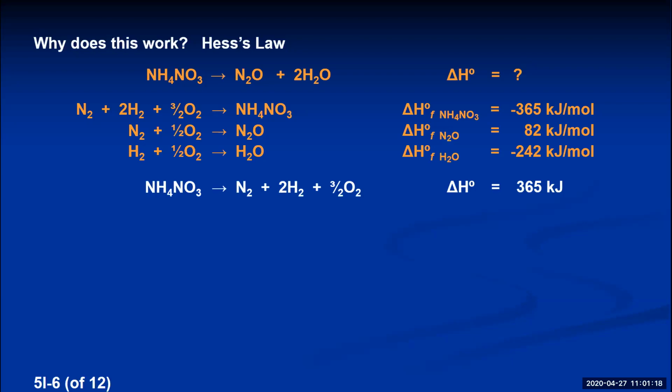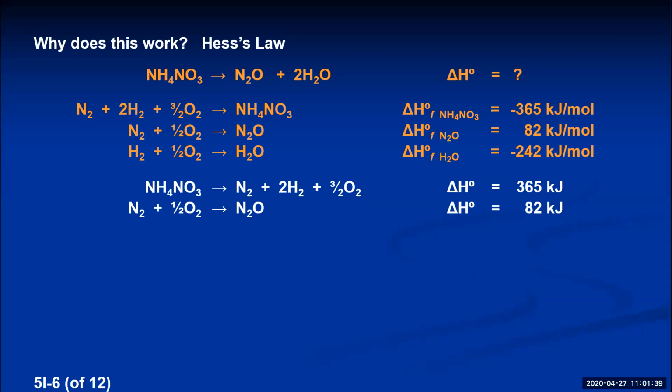Second, I need to have 1 mole of N2O on the product side, and our second reaction has 1 mole of N2O on the product side. I'll write the second reaction exactly how it's written, and because I didn't change it at all, its delta H value stays 82 kilojoules. I need to get 2 moles of water on the product side.